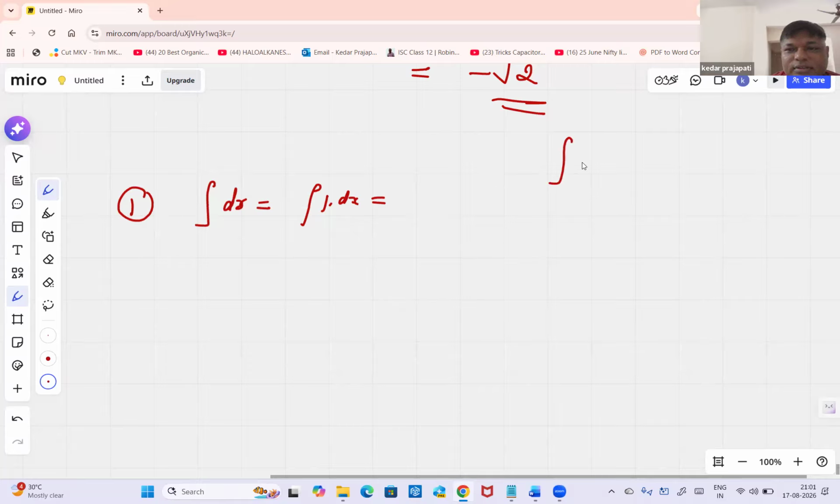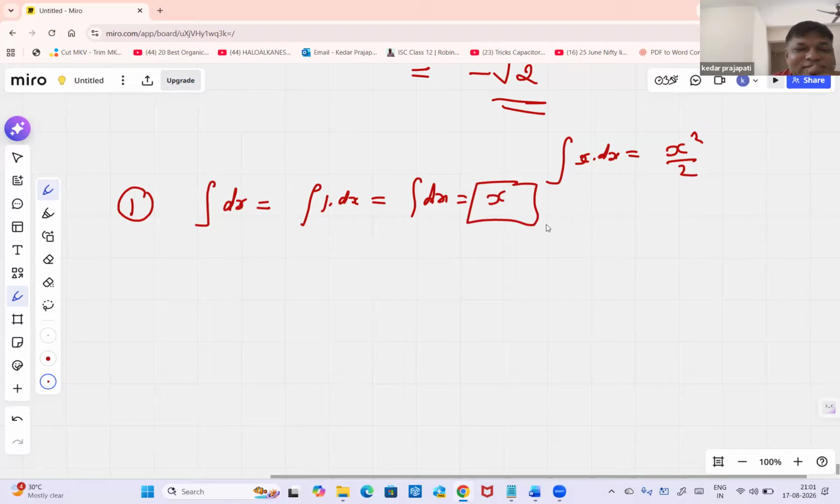See, if you're integrating x dx, this will be x square by 2. Right? So 1 dx will be how much? The constant will go outside. So it is dx. The integral will be x, right? Or wrong?